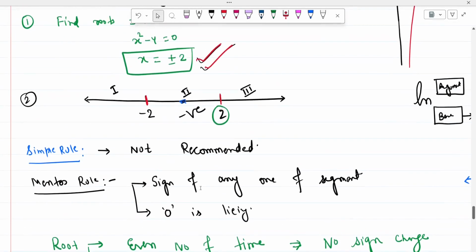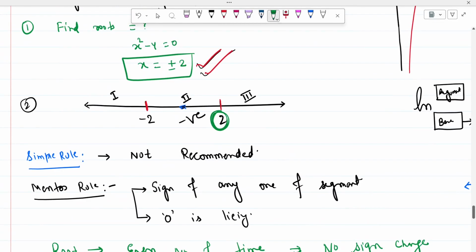Let us see this. This 2 is coming only one time, and one is odd. So if this side is negative, this side should be positive. Similarly, this minus 2 is also coming an odd number of times, one time. So the right side is negative, and the left side should be positive. So your sign scheme has been prepared.